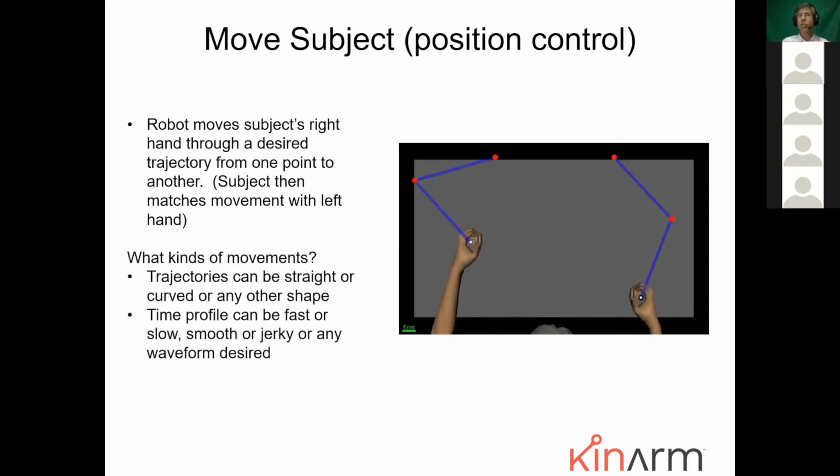The example shown there shows nice smooth trajectories because that's what was desired for that particular paradigm. But that's not something that we constrain. So if you're going to make up your own task and you have a paradigm that requires something different, you can create the trajectories to be any shape you want. They can be straight or they can be curved, and you can change the time profile as well. We don't constrain you. You can set up the trajectory to be any shape and waveform that you desire.